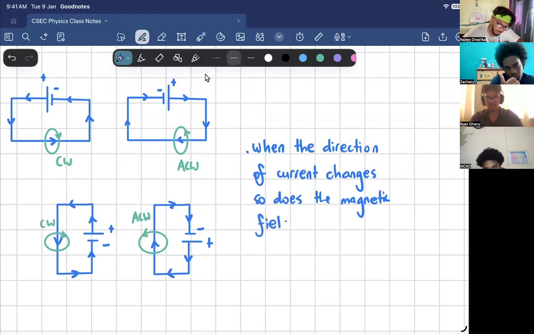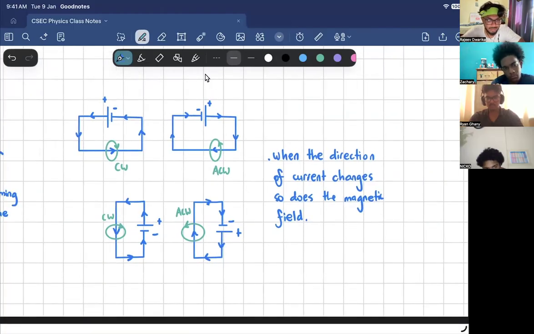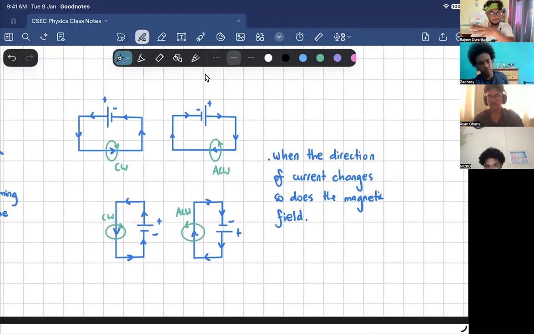I have a very simple question to ask. Do you think the magnetic field would change for a direct current source? If you have a circuit with DC in it, will the magnetic field change? Nikolai, if it's a DC source, will the direction of current ever switch? No, sir. So will the magnetic field ever change? Nope. If the direction of the current doesn't change, then the direction of the magnetic field wouldn't change. You understand that? Yes, sir.